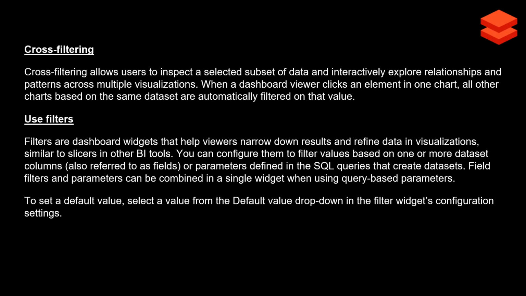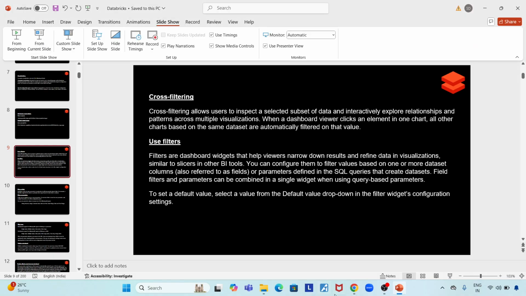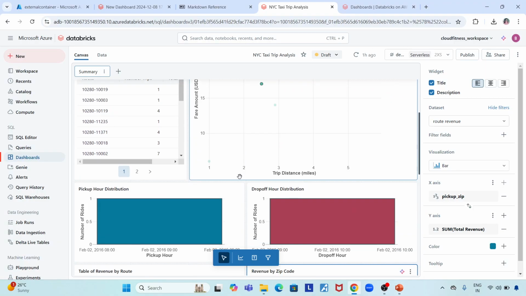The second point is use filters. Filters are dashboard widgets that help viewers narrow down results and refine the data in a visual. Just like you have a filter in a SQL query, similarly you are putting a filter in the dashboard. That is what it is all about. It's very simple and very straightforward. So for example, if I go back, this is the filter.